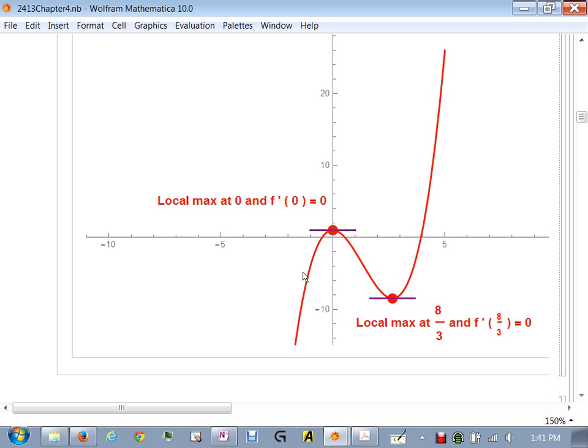So I have a local max. I know there's not a cusp, a corner, or a jump. So the derivative must exist there. Therefore, it had to be 0. Same thing here. I have a local minimum. It's a nice curve, right? No jumps, no corners. Therefore, I can guarantee you the derivative is going to be 0 there.